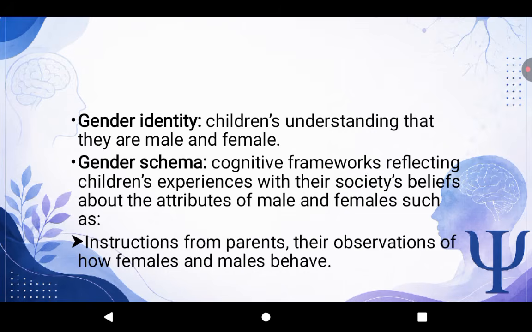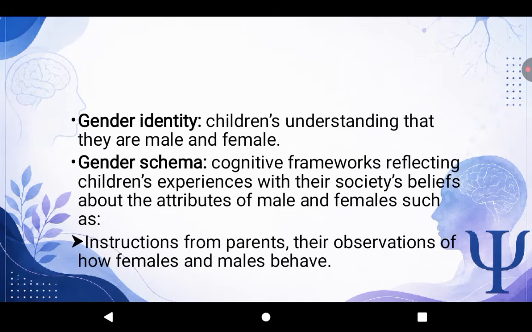Then when you're talking about gender scheme, it is something to do with knowledge, your cognitive thinking. So gender schemes are just cognitive frameworks that reflect children's experience with their society's beliefs about attributes of males and females. And this could include instructions from parents. So here we're just trying to understand the knowledge which a person, or a child rather, is able to gain from the society through experiences and the beliefs, the attributes of them being male and female. And this kind of knowledge is passed on from parents to offspring through instructions or through observation.